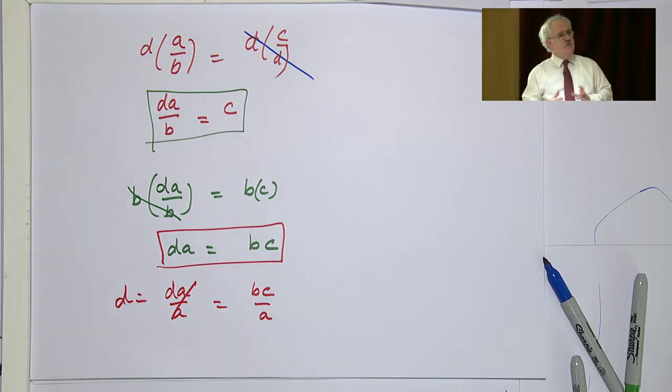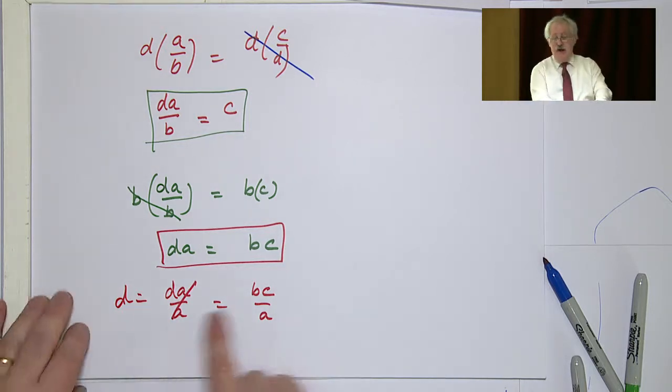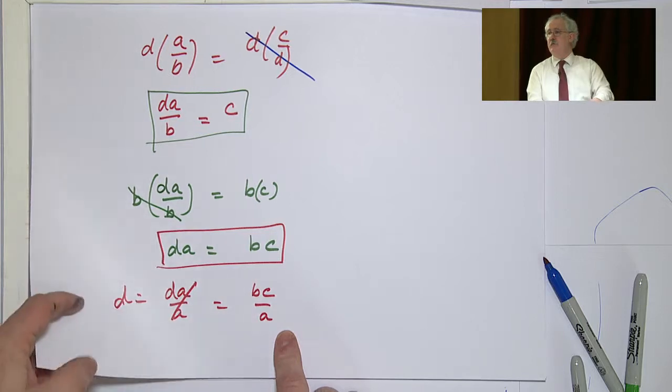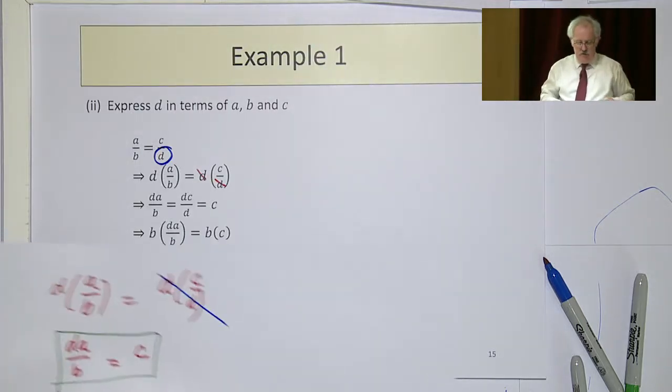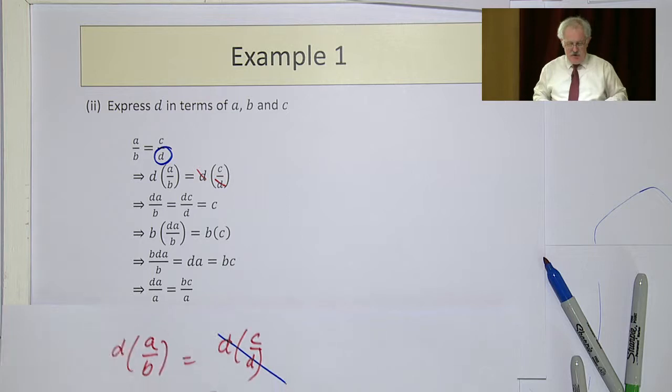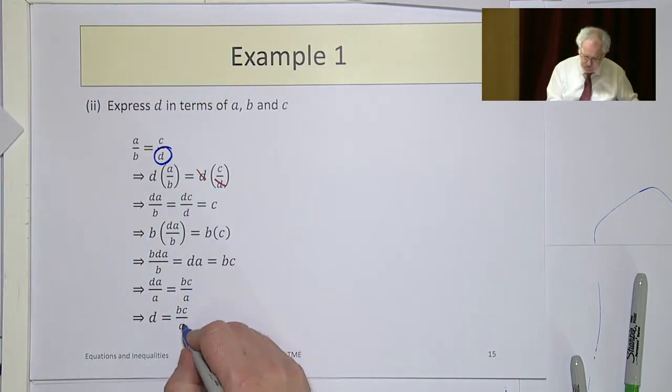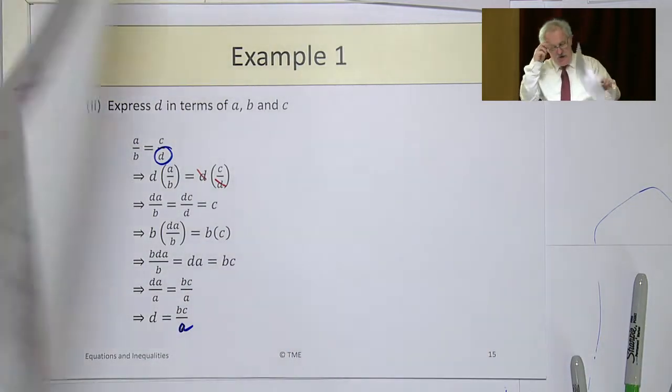I've sort of gone around the houses a bit to get there, but I have an answer. Is that okay? So I get D is BC over A. That should be A there just in the bottom, so you know that's BC over A.